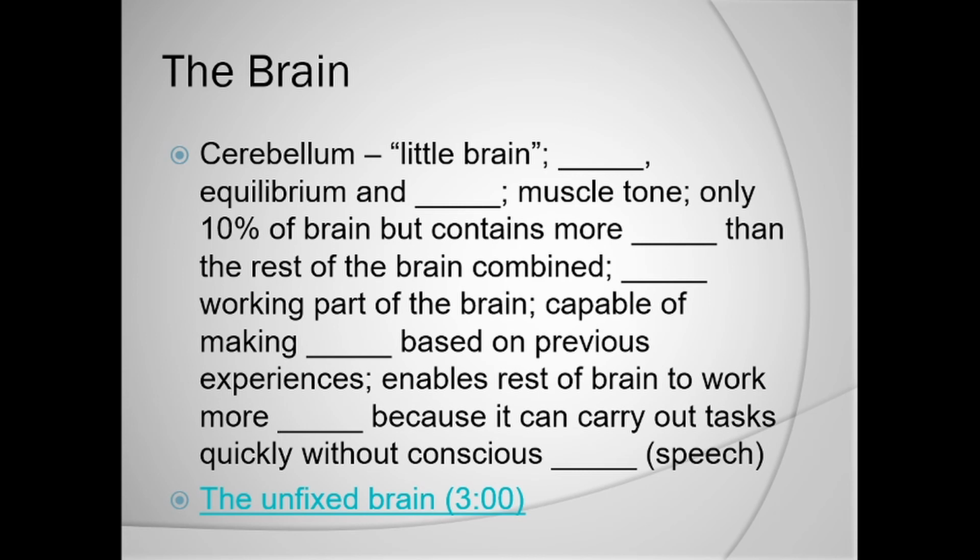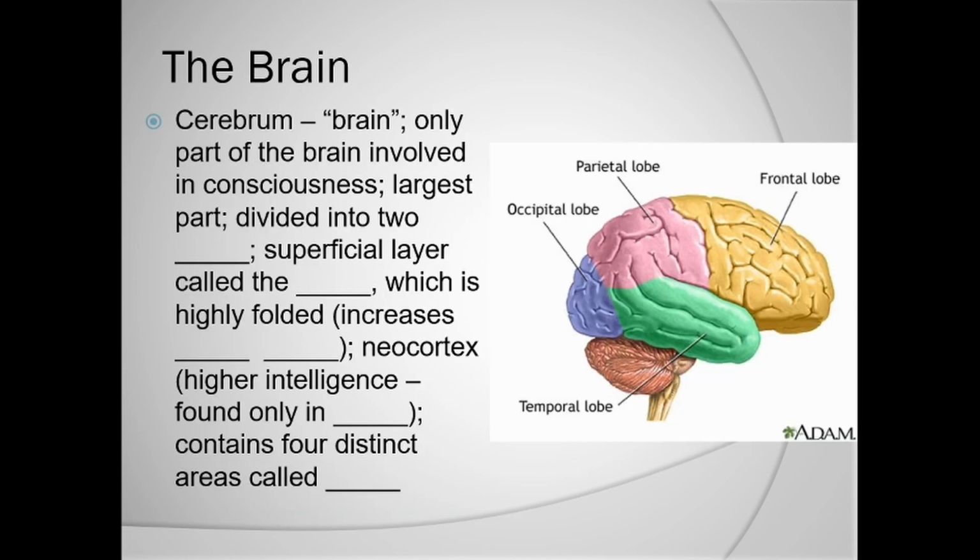It's fresh out of a person. Unfortunately, a person had died, and she took this opportunity to show us what the brain looks like right out of the cranium. The cerebrum literally means brain, and it's the only part of the brain involved in consciousness, meaning we know what's going on. We're aware of what's happening.